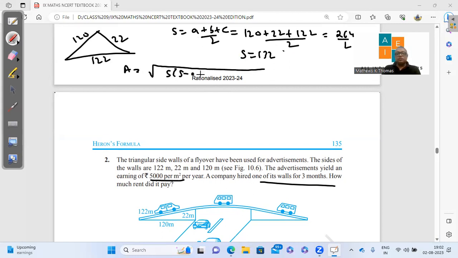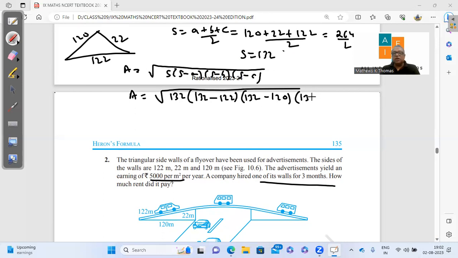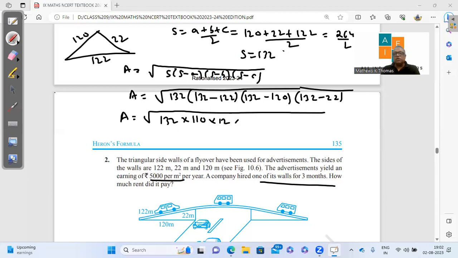Now I'm going to use the formula. Area is root S minus A, S minus B, S minus C. So area is going to be 132 was the value of S that we found out. Then 132 minus the first side. Now remember the sides order doesn't matter. You can take any. So I'm taking 122 as the first side. Then S minus B, 120 as the second side. And 22 as the third side. So we got S minus A, S minus B, S minus C. So area is going to be 132. This is going to be 110. This is going to be 12. And this is going to be 110.